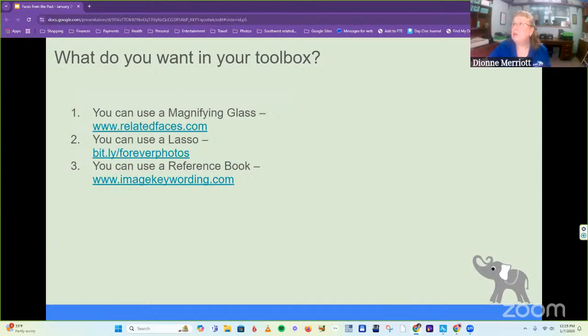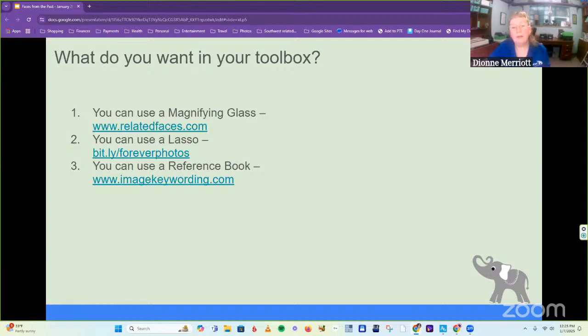So to wrap it up, I just want to review what you might want in your toolbox. You can use a magnifying glass, that would be Related Faces. You can use a lasso, you can use that with Forever. And then you can also use a reference book.